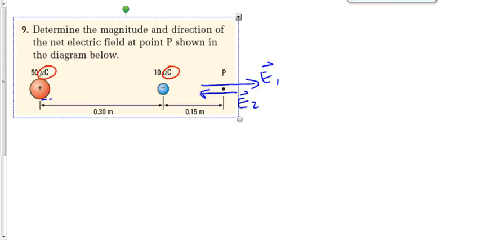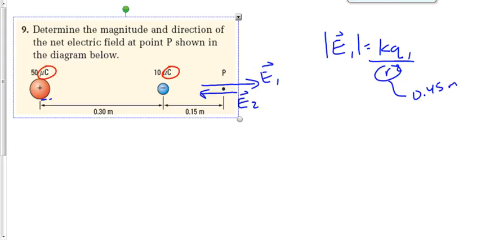Let's see here. We calculate both of those values. E1 is equal to kQ1 over r squared. Make sure you make r 0.45 meters though, right? We got to square 0.45, not 0.3. And then E2, we're going to find the same way. kQ2 over r squared. This one's a bit easier because our distance is simply 0.15. Get both of those values, add them up.